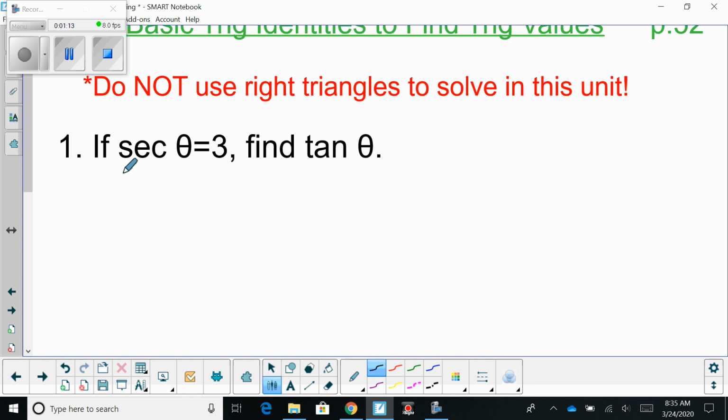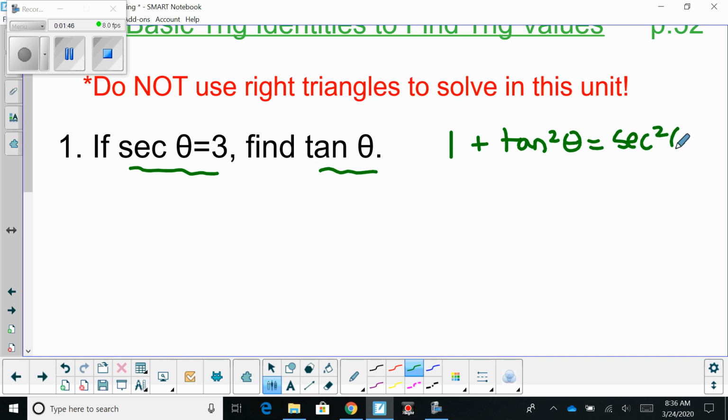You want to look at what they give you. They've given me the secant, and they want me to find the tangent. So look at your identities and figure out, is there an identity that relates secant and tangent together? And there is the Pythagorean identity, and that Pythagorean identity is 1 plus tangent squared equals secant squared. So I'm going to use that identity. 1 plus tangent squared is equal to secant squared. And then I'm going to substitute in the secant.